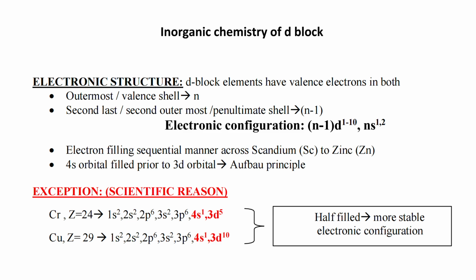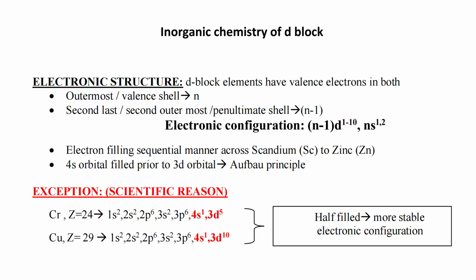So you have either 1 electron or 2 electrons in the s orbital, and for the d orbital you can have it from 1 till 10, which means it could be d1, d2, d3, d4, d5 till d10. The minimum electrons for the d orbital is 1 and the maximum is 10. So the final electronic configuration for the d block elements becomes (n-1)d1 to 10, ns1 and 2.